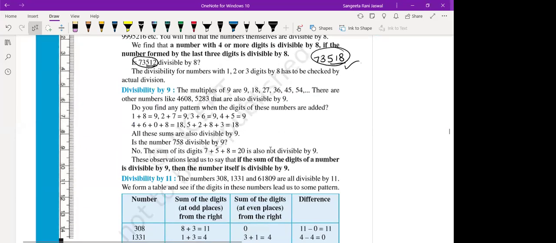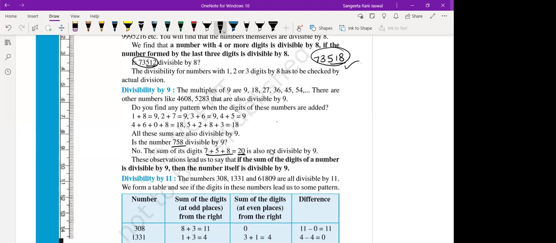Then divisibility by 9. Divisibility by 9 is the same as the divisibility by 3. Okay, suppose this is the number given, we add all the digits and whatever sum we get, we check whether it's divisible by 9 or not. Does it come in the table of 9? If the sum of the digits is divisible by 9, then the whole number is divisible by 9.